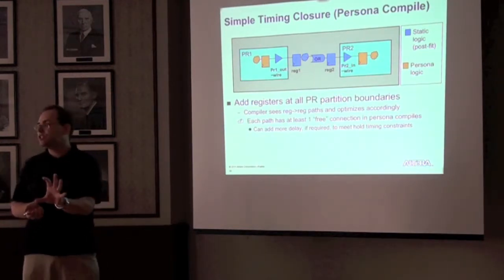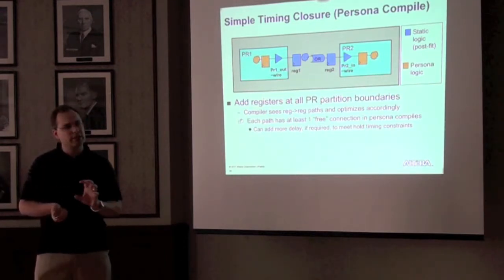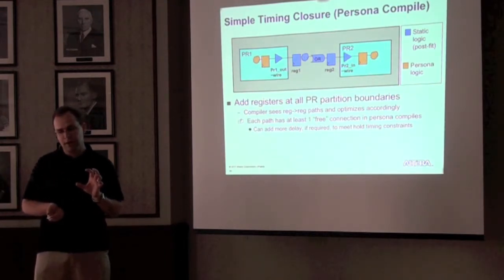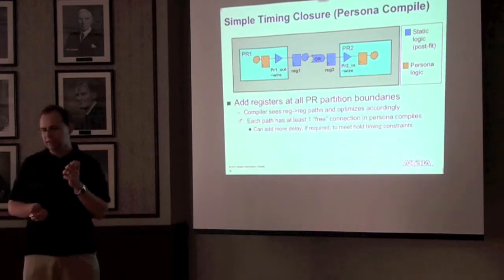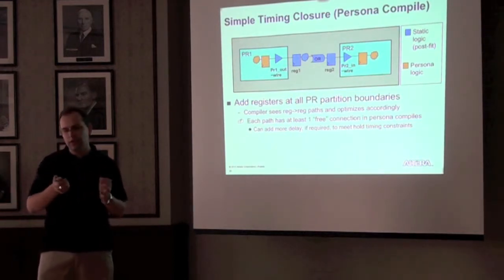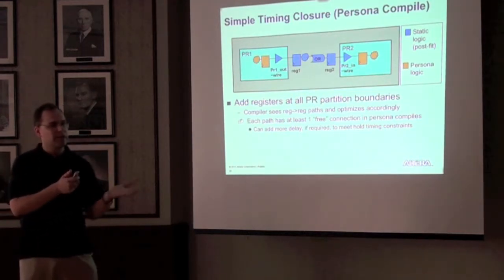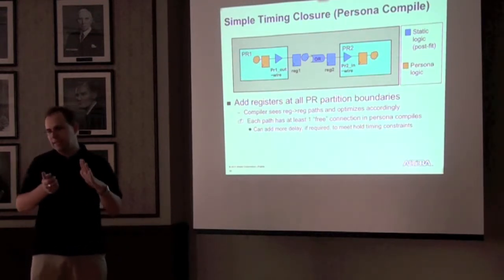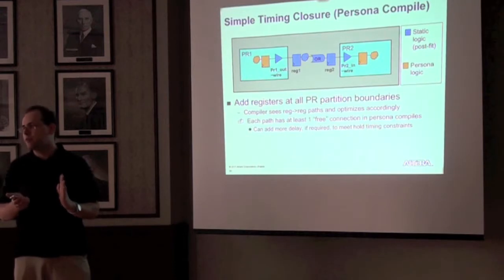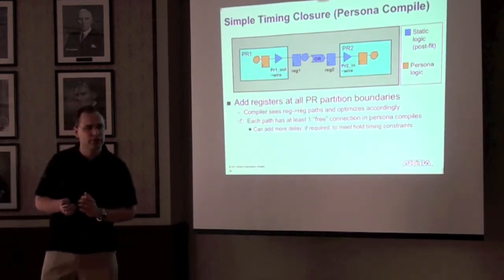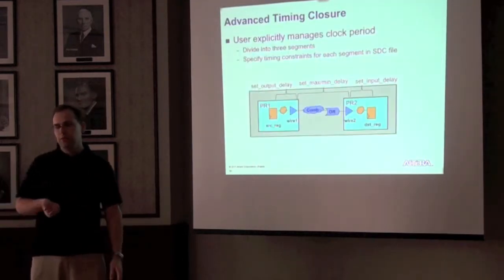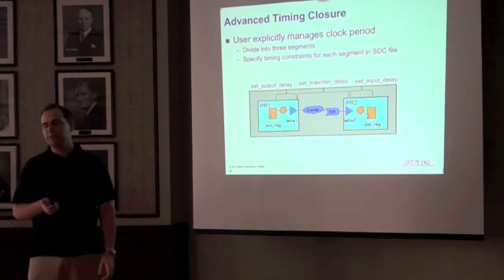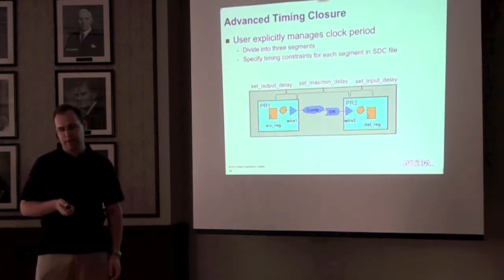since reg1 and reg2 are always part of the static region and imported into the persona compile. And since every path has at least one degree of freedom, that is one connection which can be optimized, we can either route it as fast as possible or add more delay in the case that there's a complicated hold timing requirement between the two registers. In a more complicated case, the user needs to explicitly manage the clock period.